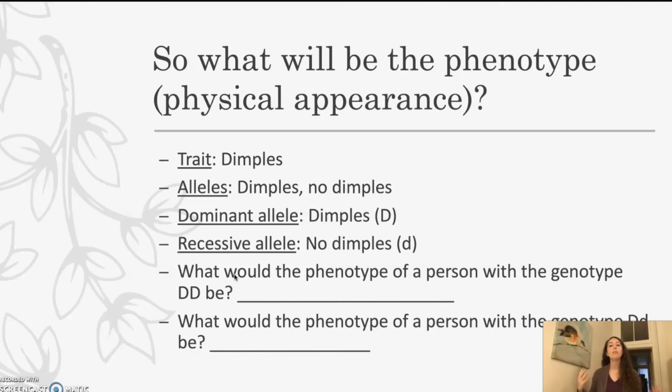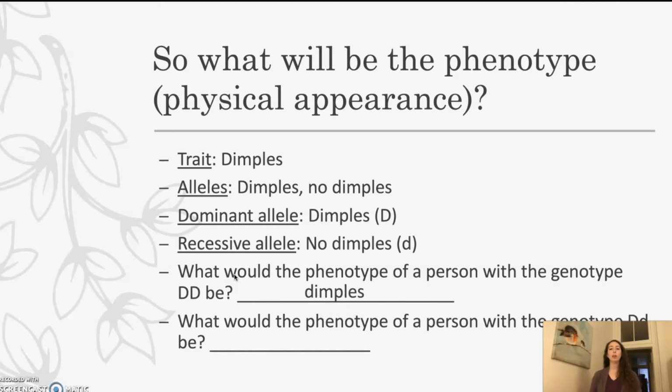So what would the phenotype of a person with the genotype big D, big D be? I want you to take a second, think about that. What would the correct answer be? We have two dominant copies. If you said that they would have dimples, you are absolutely correct.